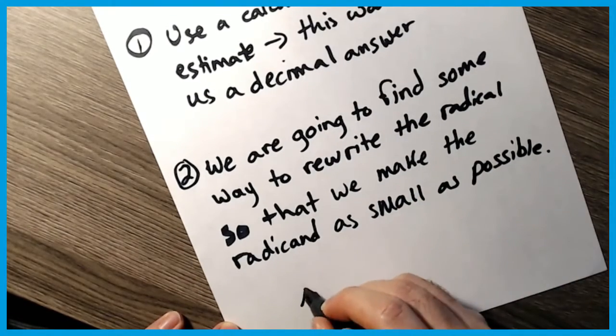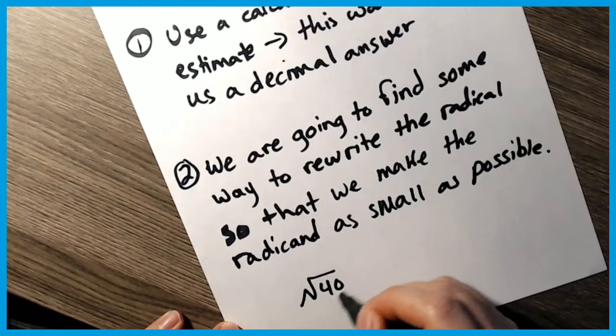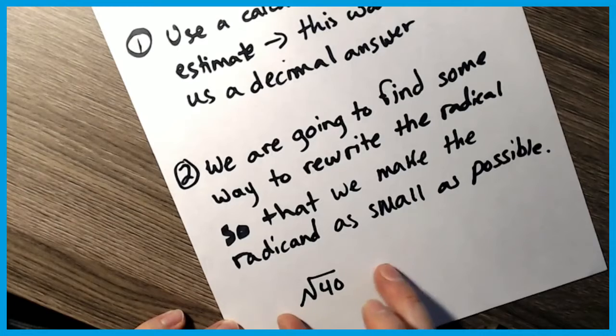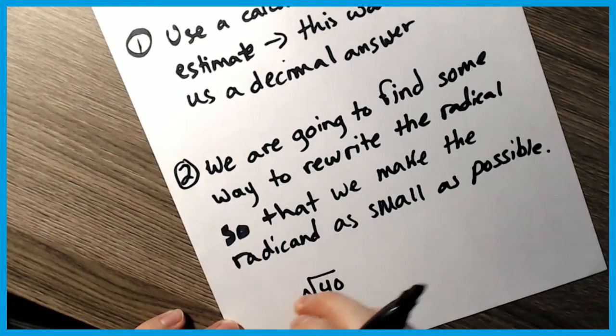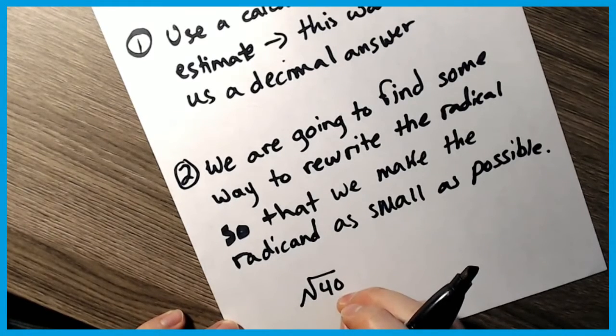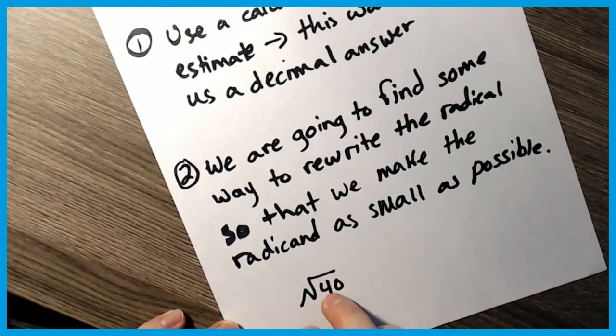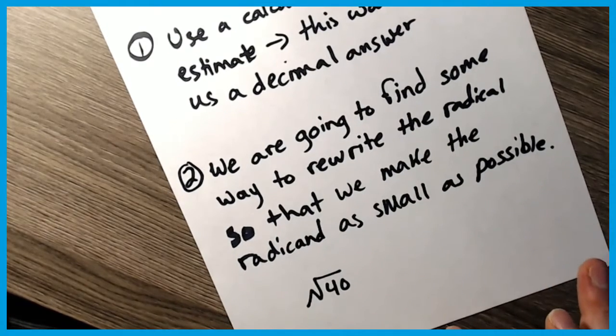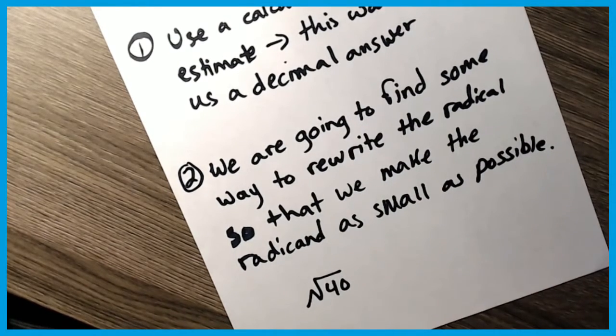So remember, we're talking about the square root of 40 right now. 40 is the radicand. I want to figure out a way to maybe break this apart without getting rid of the radical completely, and somehow making this 40 a smaller number. And so just to clarify, in algebra, we're interested in exploring option 2 because it makes the radicals easier to manipulate and it ensures that we remain exact.